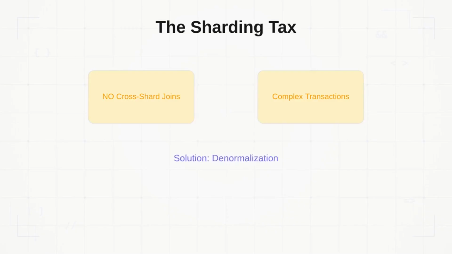Similarly, ACID transactions become distributed transactions. Ensuring that an update succeeds on two different shards simultaneously requires protocols like two-phase commit, which are notoriously slow and prone to failure. Most sharded architectures force you to denormalize your data, copying information so it's local to the shard, or to handle consistency at the application level. You are trading database-level guarantees for planetary scale throughput.